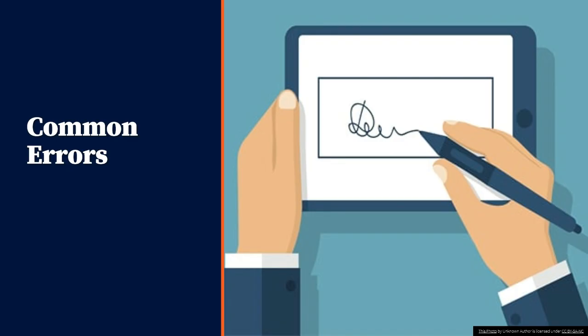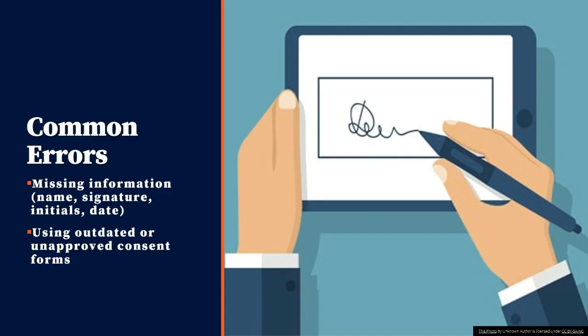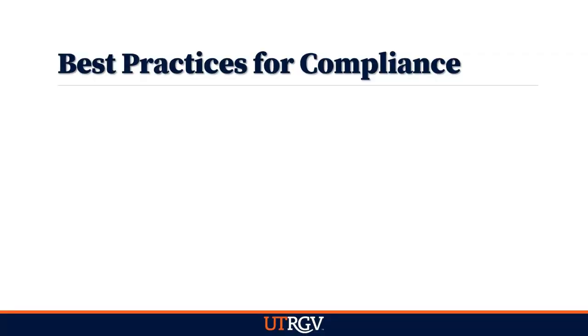The most common errors in the informed consent process include missing information such as printed name, signature, initials, or date, as well as using an outdated or unapproved informed consent form. Here are some recommendations to help ensure the consent process is conducted properly.